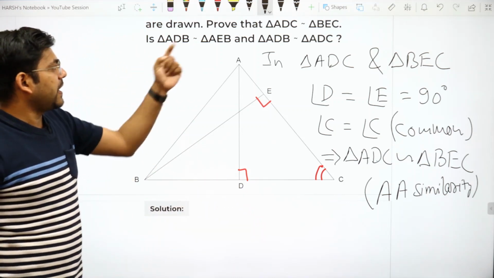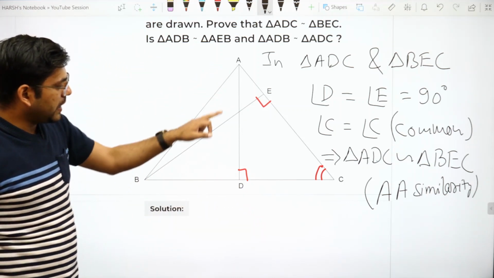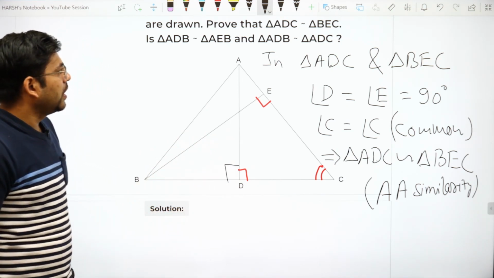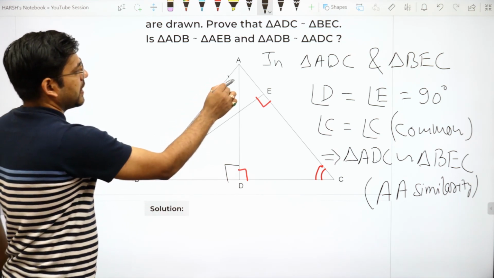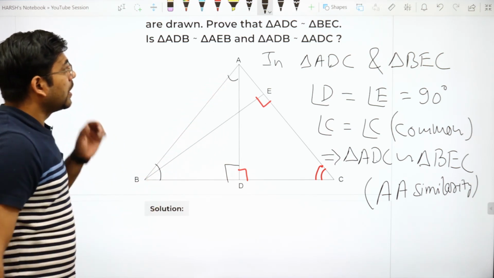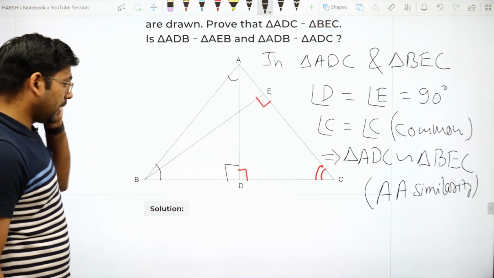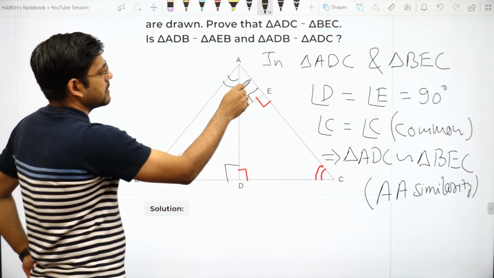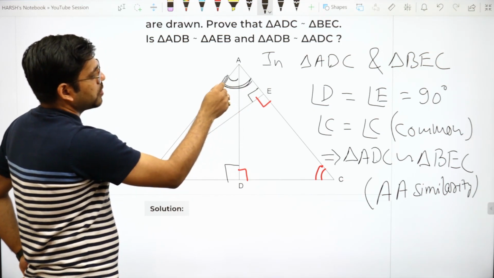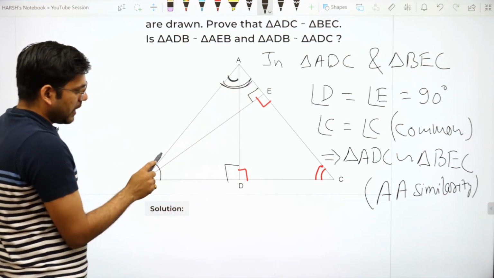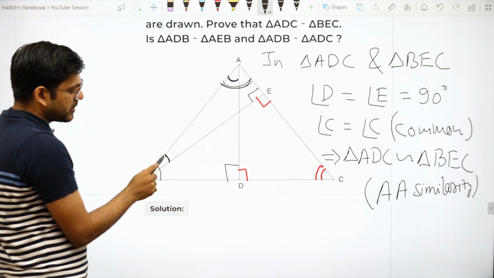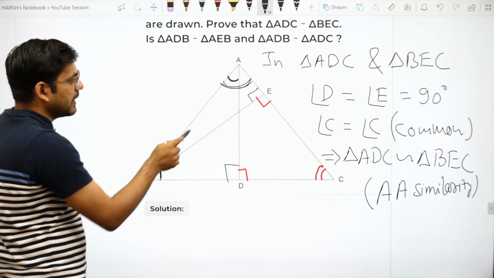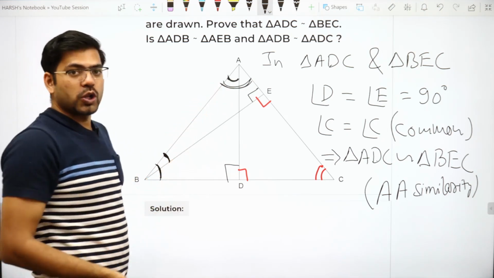Now let us check whether ADB and AEB are similar or not. In ADB, one angle is angle D, that is 90 degrees, and this is the second angle and this is the third angle. Now in AEB this is 90 degrees, okay, but this angle is not equal to this angle, it cannot be equal. And if I talk about this angle, this is the third angle. So this angle is also not equal to this angle, or even this angle could have been equal to this, but it is also not equal.